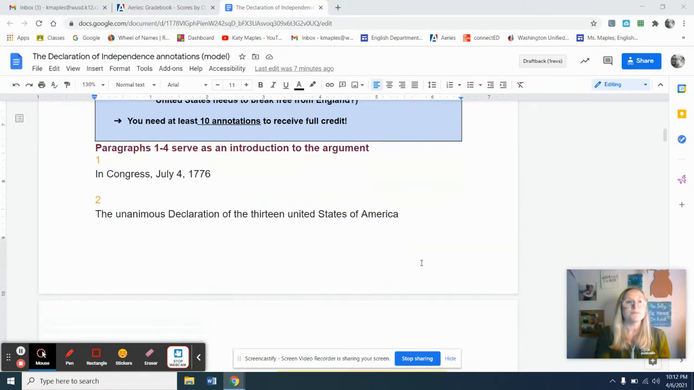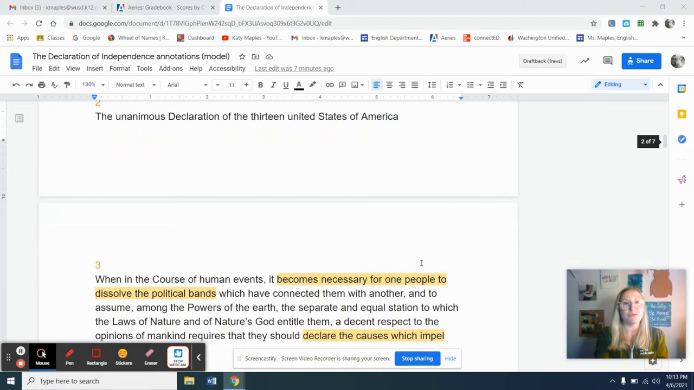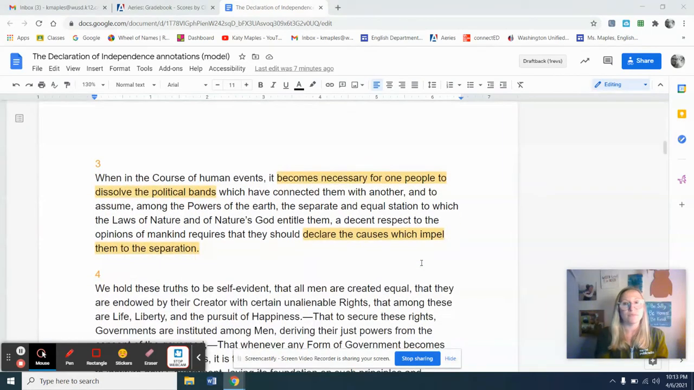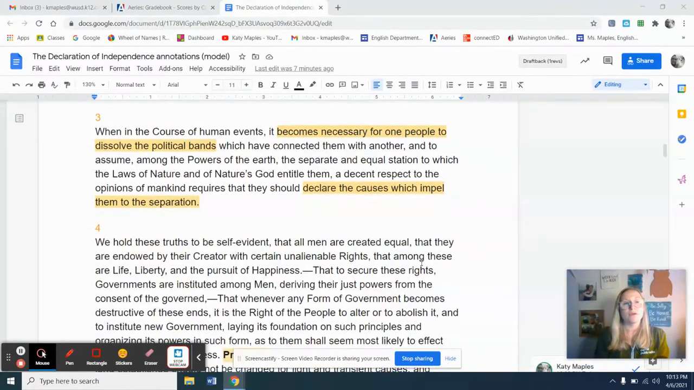Okay. In Congress, July 4th, 1776, unanimous declaration of the 13 United States of America. Unanimous, saying we're all in this together. Paragraph 3 is a long sentence, so I'm going to kind of focus you on the parts you need to know. So the sentence is a whole paragraph long.